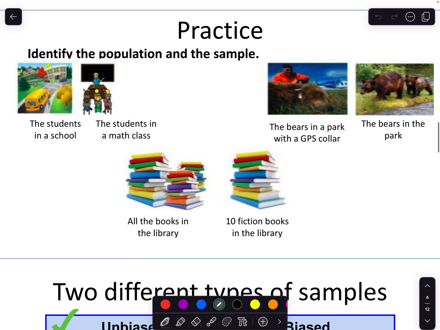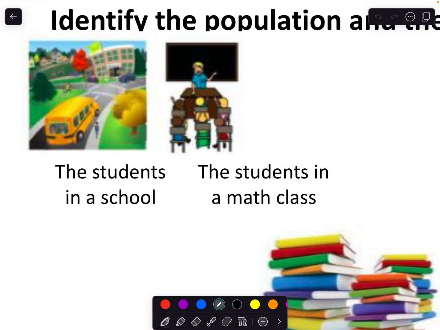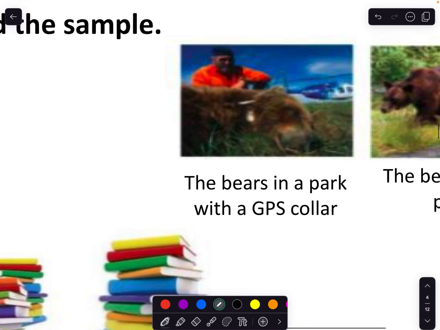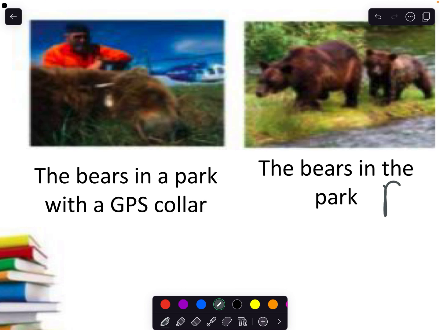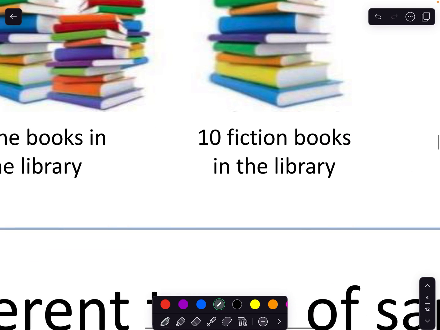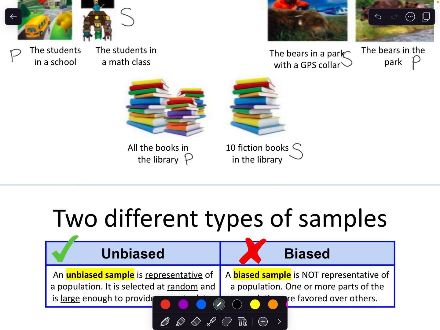So down here, real quick, these are pretty quick and easy. Identify the population and the sample. So remember, the population is everybody or everything. The sample is a part of that. If we're looking at the students in a school versus the students in a math class, students in the school would be the population. The ones just in that math class would be the sample, right? Over here, the bears in a park with a GPS collar versus just the bears in the park. All the bears in the park is the population. The ones that have the special collar is the sample. And then down here, all the books in the library would be the population. 10 fiction books is a piece of that, so that's the sample. So that's real easy to tell the difference.